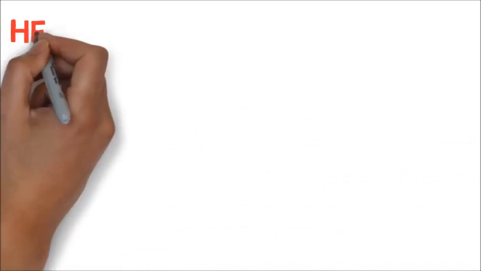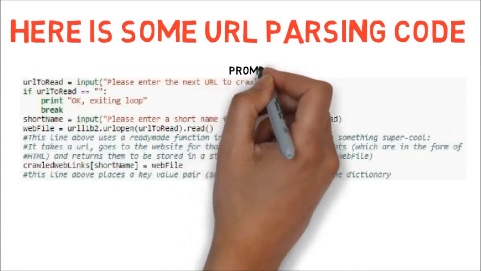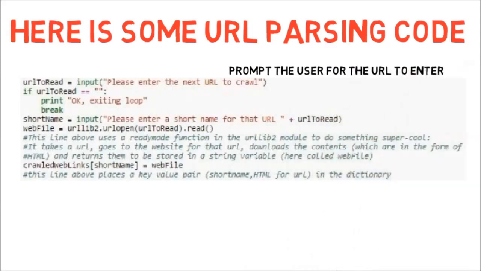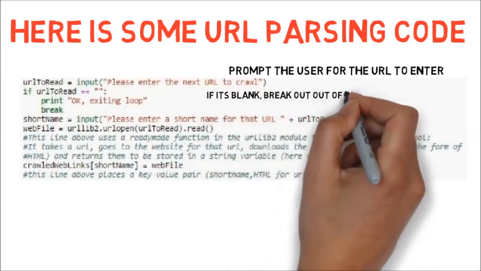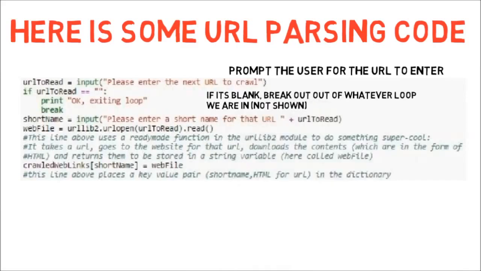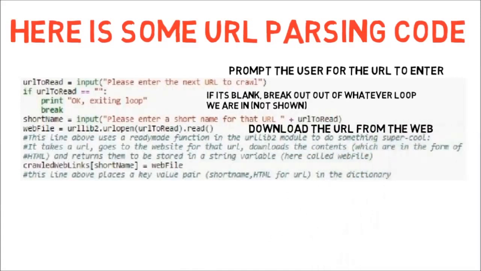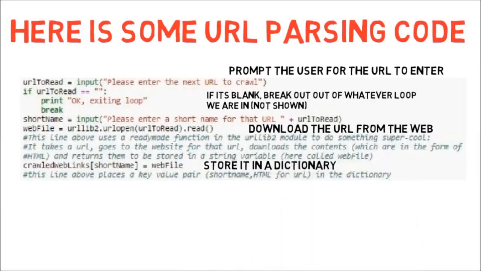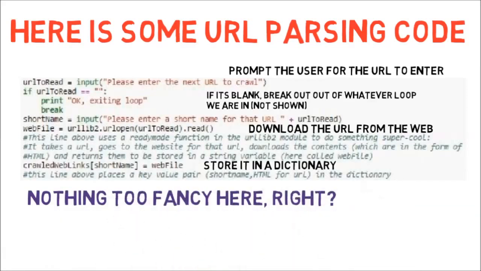Here's a block of code that you might write in a general way if you are trying to parse a URL. This is just the normal flow of the program. First, you'll prompt the user for a URL to enter. So that's why you are saying input, please enter the next URL to crawl. If the user enters a blank URL, we break out of whatever loop we are in. In this particular screen grab, we are not showing you the loop, but you could put in a while loop that will continue as long as the URL is not blank. Then you download the URL from the web using this urllib2 library. Whatever you have downloaded, you store it in a dictionary. There's nothing too fancy here.